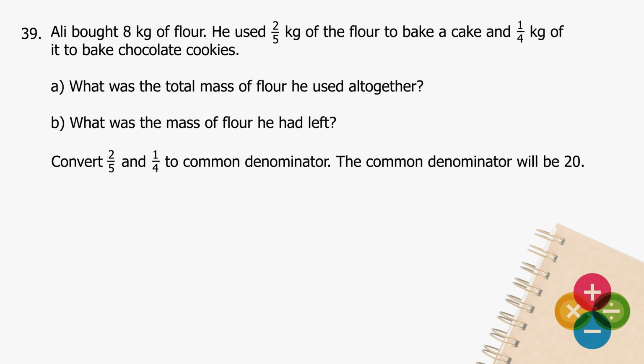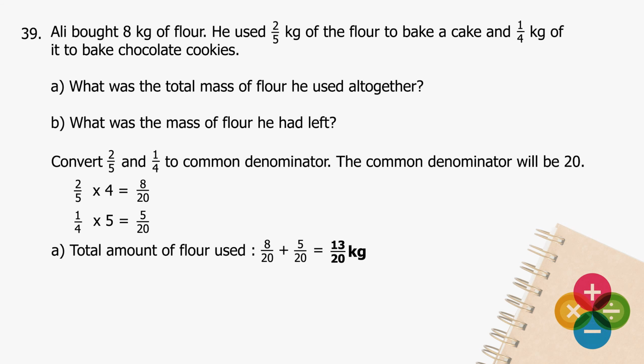First of all, we will need to find the common denominator for 2/5 and 1/4. The common denominator will be 20. So converting 2/5 to denominator 20 will be 8 over 20, and 1/4 will be 5 over 20. The total amount of flour used will be 8 over 20 kg, plus 5 over 20 kg, and the answer is 13 over 20 kg. The mass of flour left over will be 8 kg, minus 13 over 20 kg, and the answer will be 7 and 7 over 20 kg.